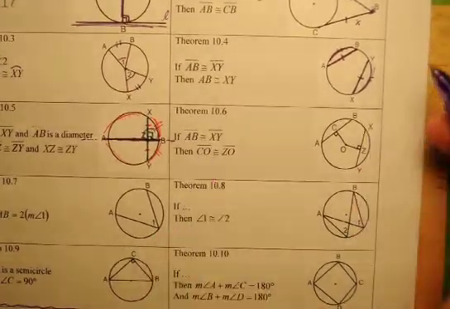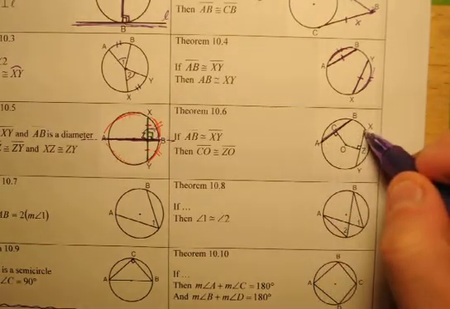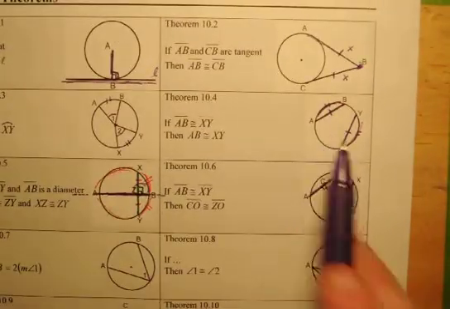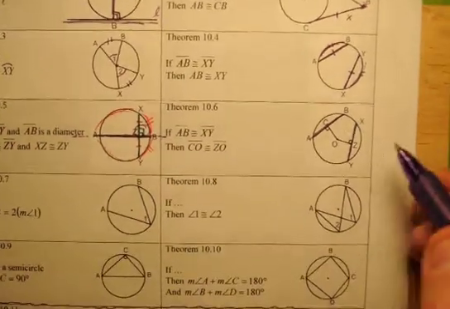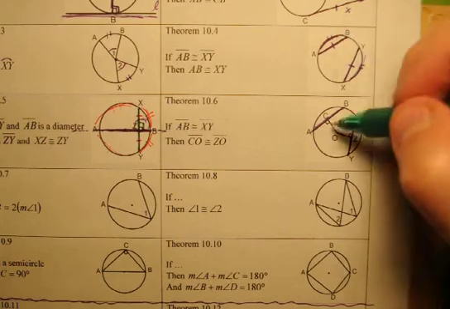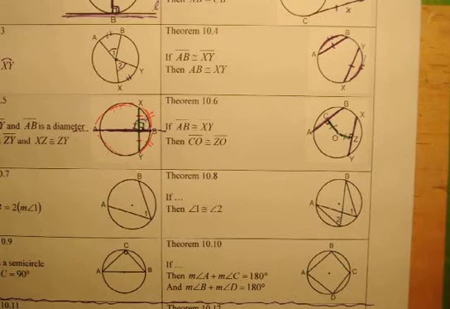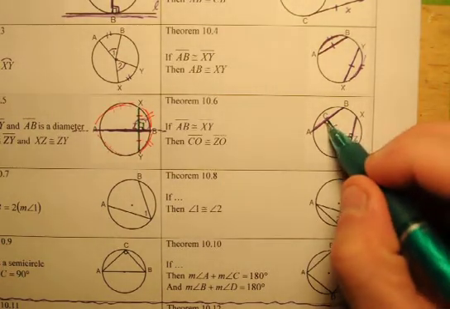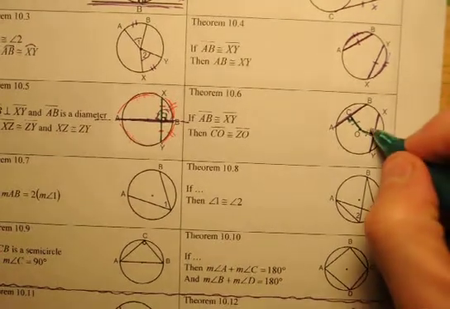Theorem 10.6 says that if the chord is the same as this chord, and it's very similar to Theorem 10.4, which says if the chord is the same as the chord, the arc is the same as the arc. This one says that if the chord is the same as the chord, then the length to the middle is the same for both of them. The length to the middle, the distance to the center. And you always measure distance to something at a right angle. That's why there's a right angle symbol in there.